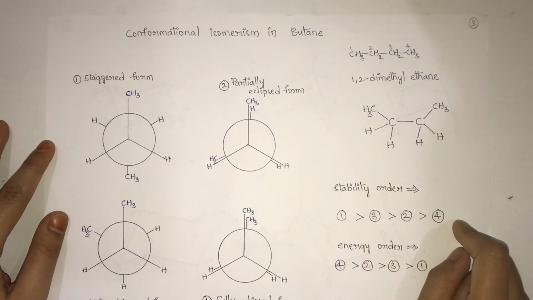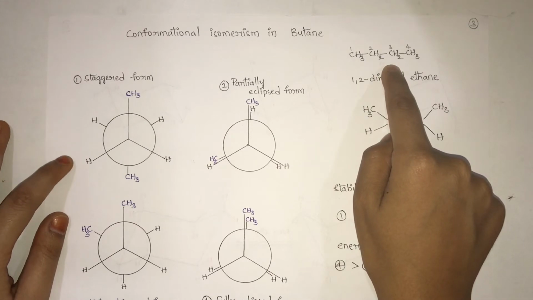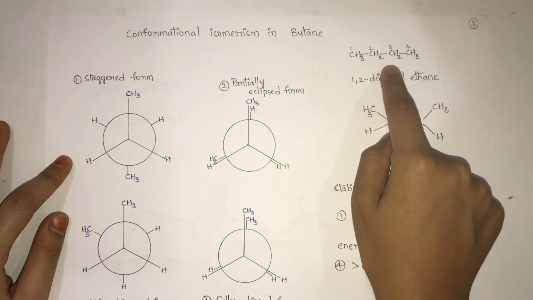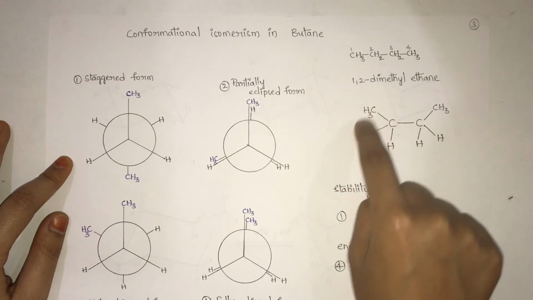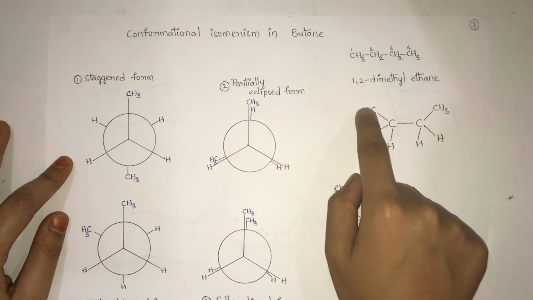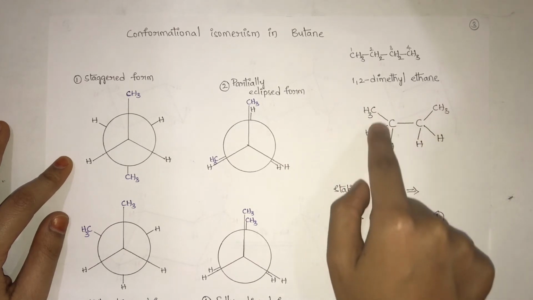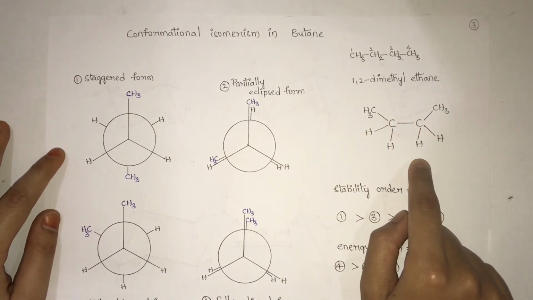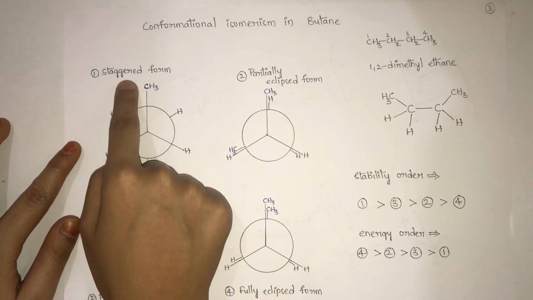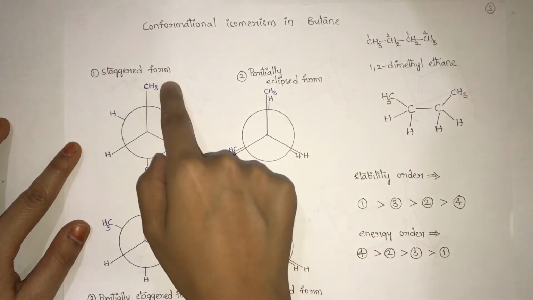Conformational isomerism in butane. There is a structure of butane with 4 carbons. But in order to write the Newman projection, we need only 2 carbons where the bond is rotated. In this particular case, we are rotating the C2 and C3 bond, and the remaining are branches: 2 hydrogens and 1 methyl group on each. Based on this rotation, we are getting 4 conformers or conformational isomers. First one, staggered form, where both methyl groups are apart from each other at 180 degrees.